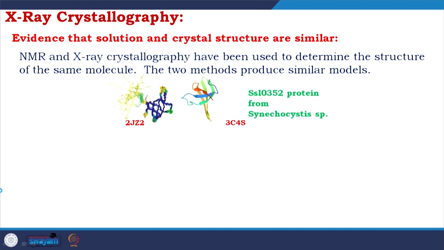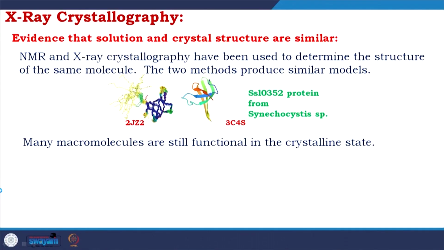2JZ2 is a structure solved by the NMR technique, and 3C4S is a structure solved by the protein crystallography technique. They are the same protein, SS10352 protein from Synechocystis species. I will show you how to compare these two proteins in the later part on PDB and visualization. You will see that when you align them, there are similar coordinates in both structures.